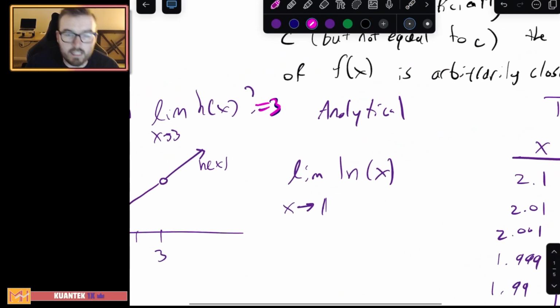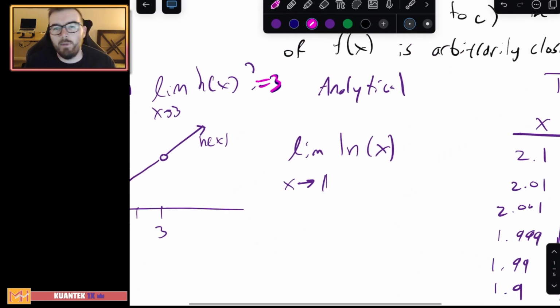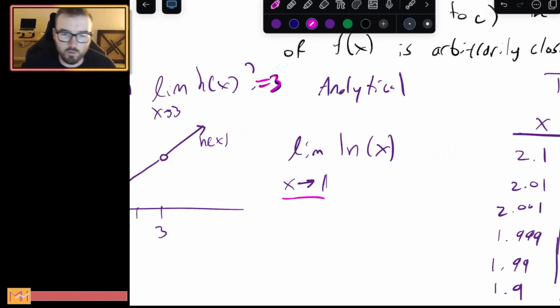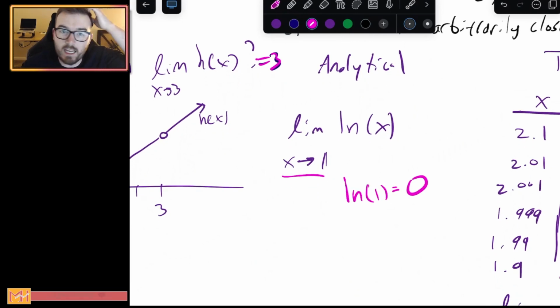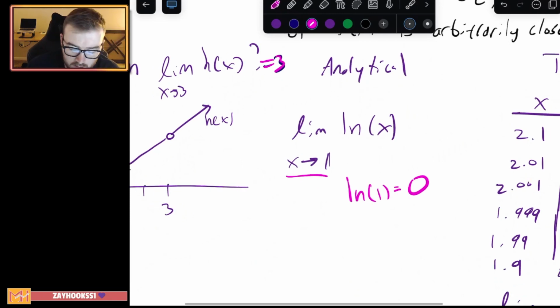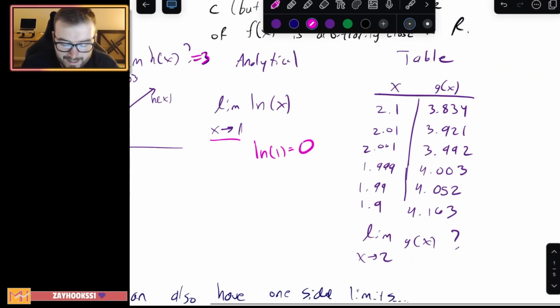Okay, let's think analytically. What is happening as x approaches 1 of natural log of x? Well, just plug 1 in and you get 0. A lot of times that works. Direct substitution works.